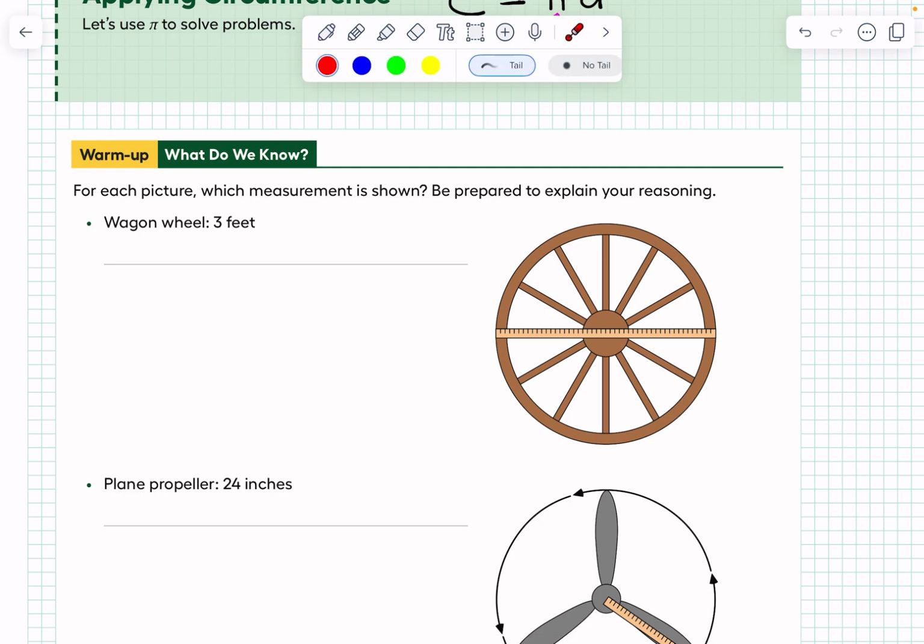So, ladies and gentlemen, this is going to be quick and easy. This part right here goes through the center and has two endpoints on the circle. That would be the diameter of a circle. So we're going to say diameter. The wagon wheel has a 3-foot diameter.